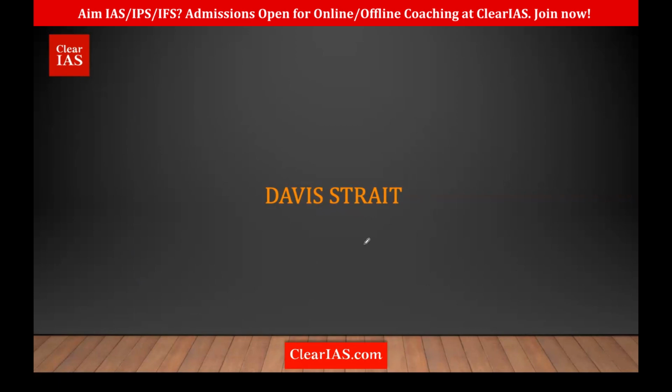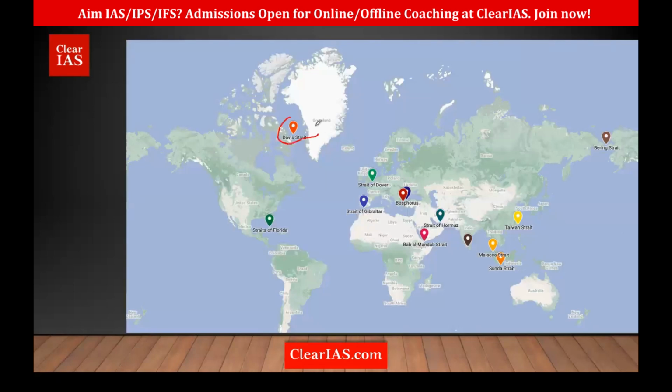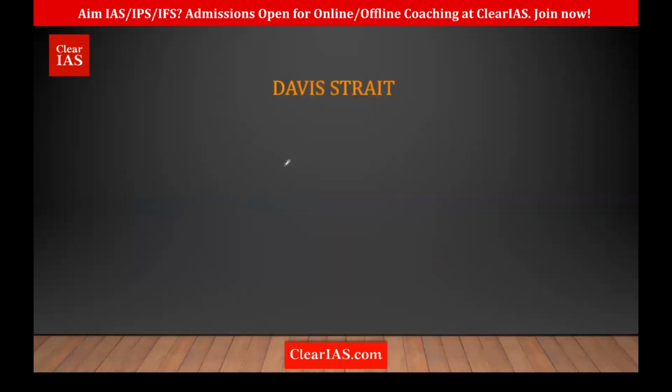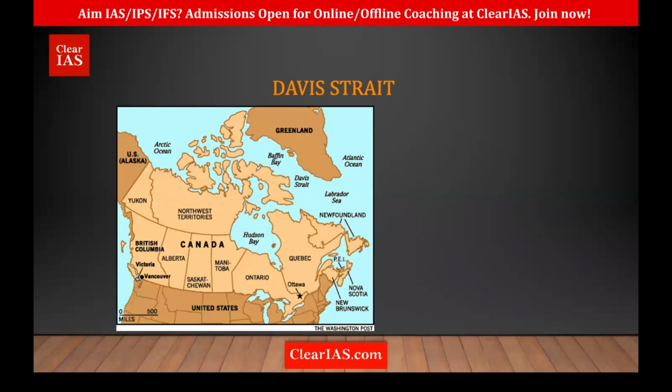So where is Davis Strait? Yes, you can see here. This is the Davis Strait above North America between Greenland and Canada. So you have the famous Davis Strait here. It actually connects the Arctic Ocean and the Atlantic Ocean. That means Baffin Bay and the Atlantic Ocean. Baffin Bay to Atlantic Ocean.